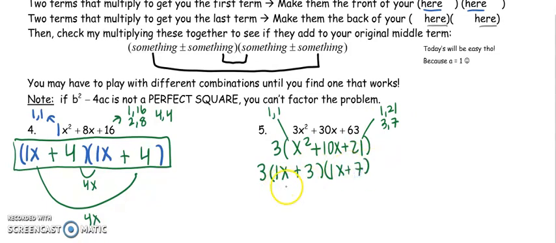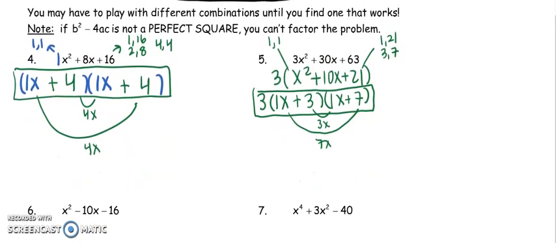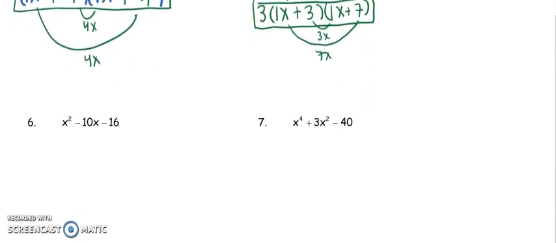And you can check it. Is 1x times 1x x squared? Yes. Is 3 times 7 21? Yes. This is 3x when I multiply, that's 7x, and it does add up to give you 10x. So you have fully factored the problem there. Okay? Like I said, we're doing easier ones. When this number in the front isn't 1 anymore, much more difficult. Okay, so over here again we got 1, because that's what we do in today.